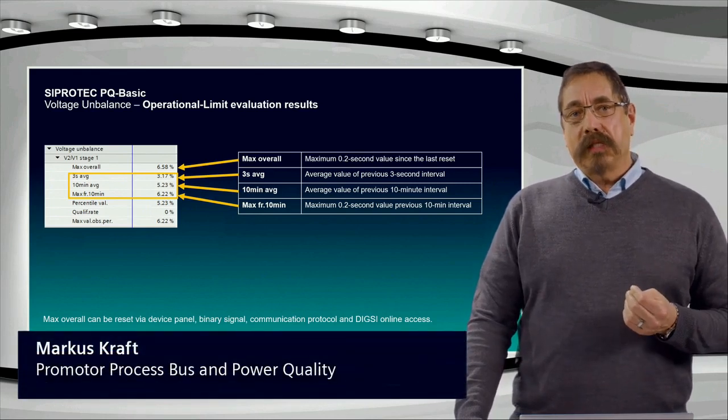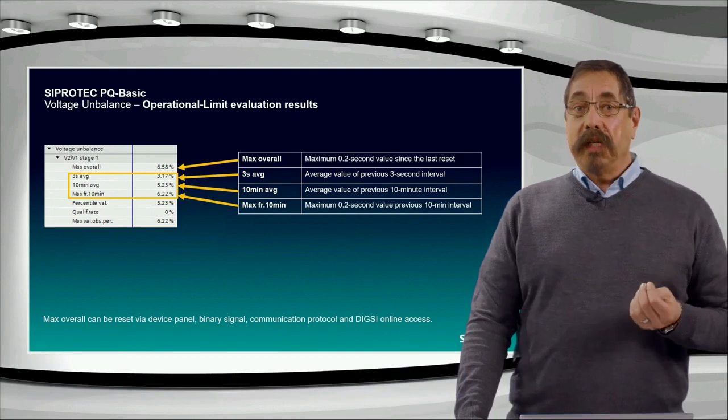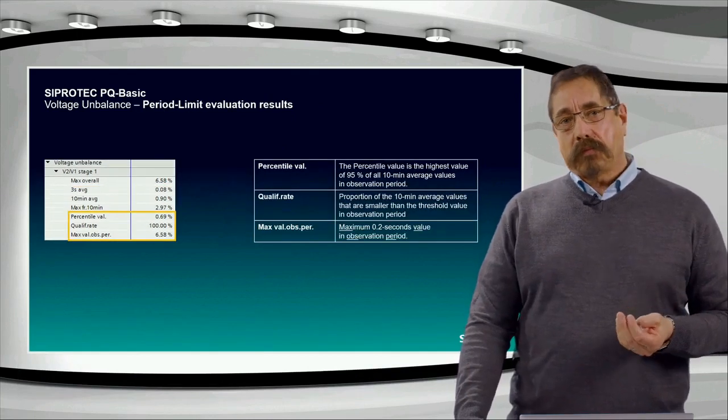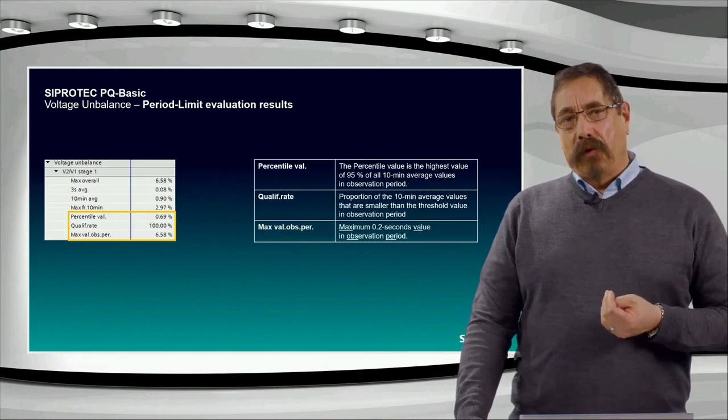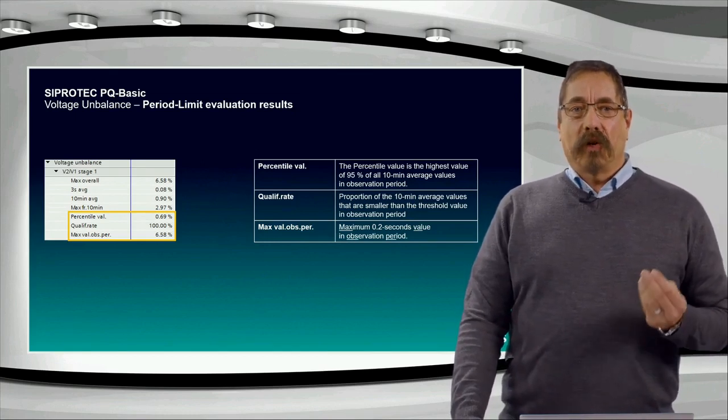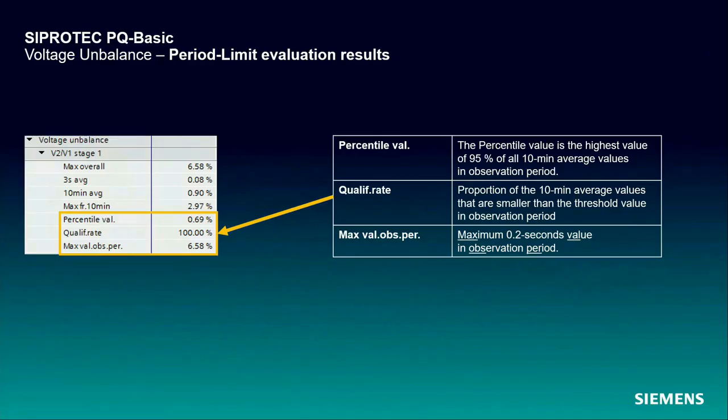The second workflow consists of an observation period of a single day or a complete week. The period limit evaluation calculates, for the previous observation interval, the rate of 10-minute values which have not exceeded the limit. The result in the screenshot shows that all the 10-minute average values are below the thresholds. Therefore, the qualification rate is 100%. It also reports the highest 0.2-second average value, independent from the threshold, and a so-called percentile value. I would like to explain that calculation on a separate slide.